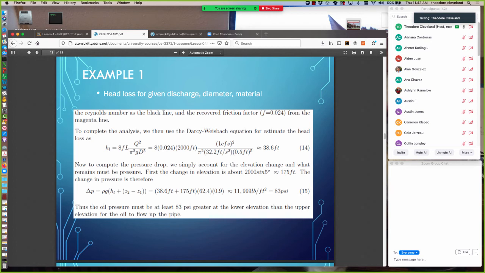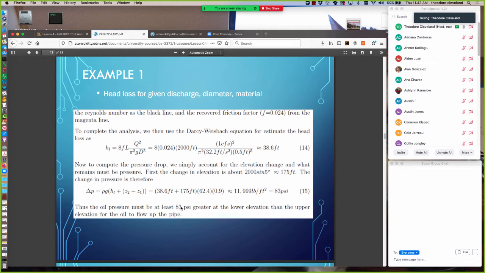And then to compute the pressure drop, we would observe that the change in pressure is equal to the specific weight of water multiplied by the head loss plus the elevation change. So we get a pressure change of almost 12,000 pounds per square foot, or about 83 pounds per square inch.